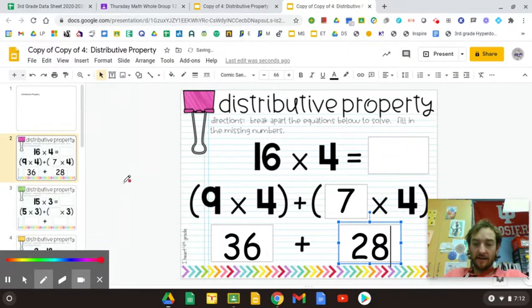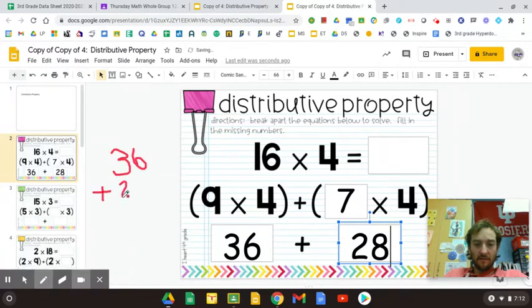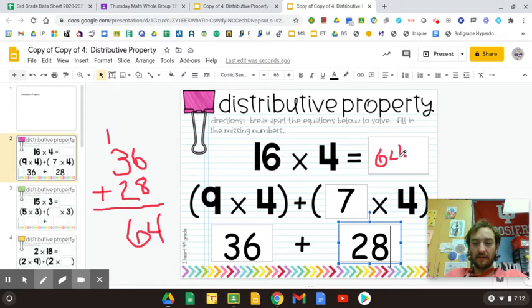Then I add. You do 36 plus 28. 6 plus 8 is 14. Carry your 1. 3 plus 2 is 5. Plus 1 more is 6. So 16 times 4 equals 64.